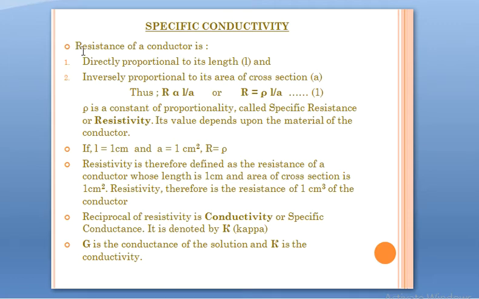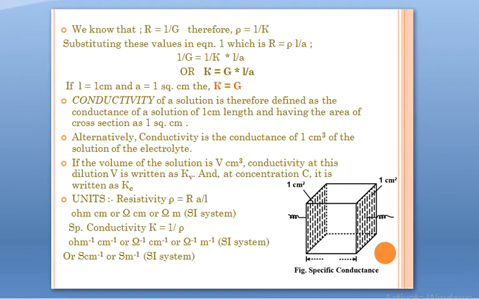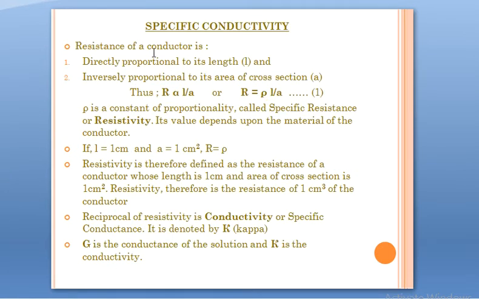Now it has been studied that the resistance of a conductor is directly proportional to its length. For example, if we take this conductor, it has been seen that the resistance shown by a conductor is directly proportional to its length, and inversely proportional to its area of cross section A. So in the form of an equation we can write capital R, which is resistance, is proportional to L divided by A, or R is equal to rho L by A. This symbol is read as rho. Let's call this equation 1.